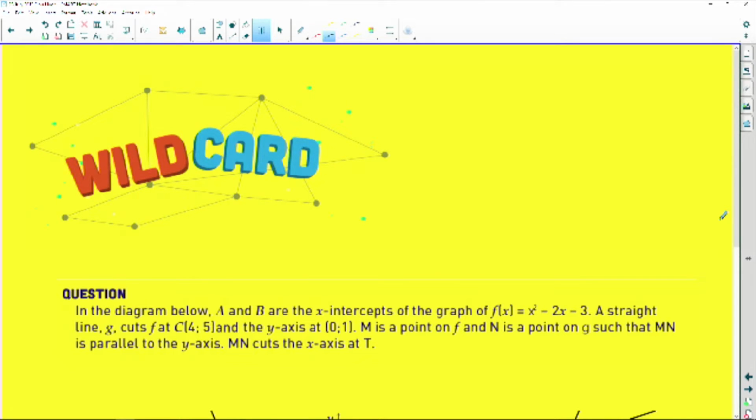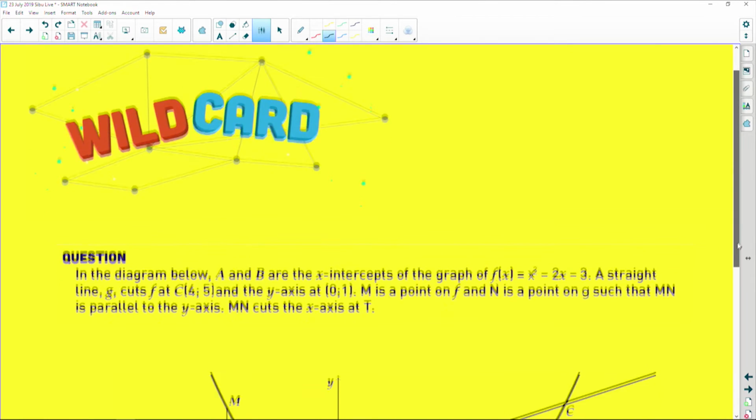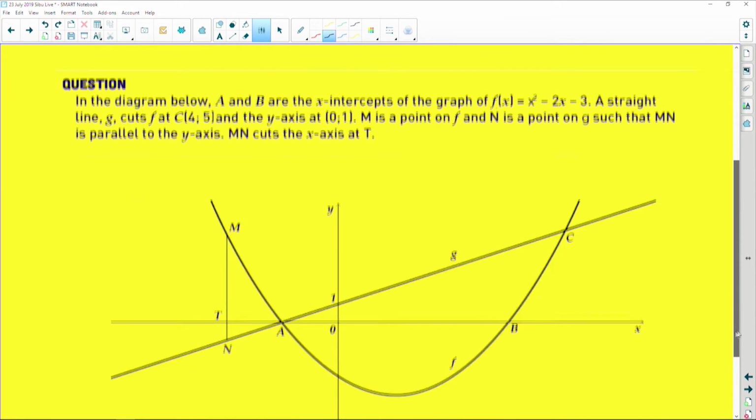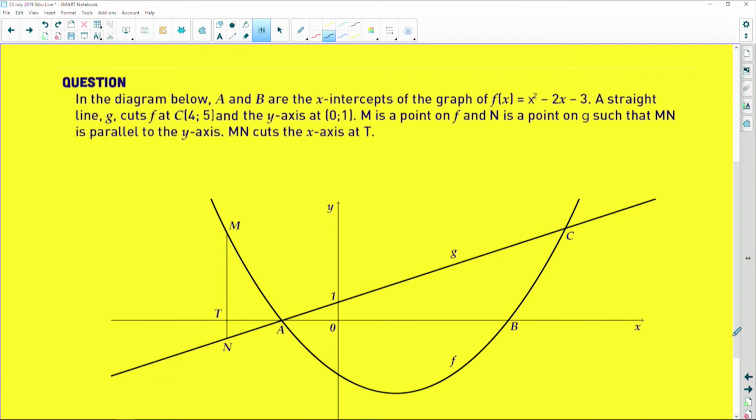Let's jump right into it and see how you actually work with functions sketched on the same set of axes. The question says, in the diagram below, A and B are the x-intercepts of the graph of f of x equals x squared minus 2x minus 3. A straight line g cuts f at a point C with the coordinates (4; 5), and the y-axis at the point (0; 1). So we can clearly see this.